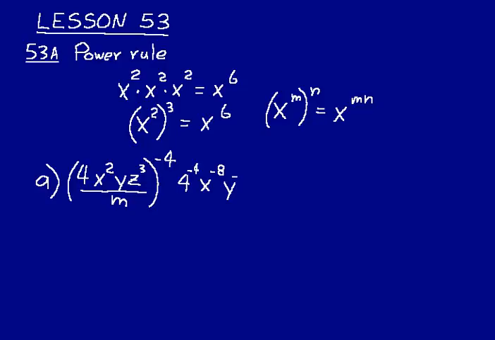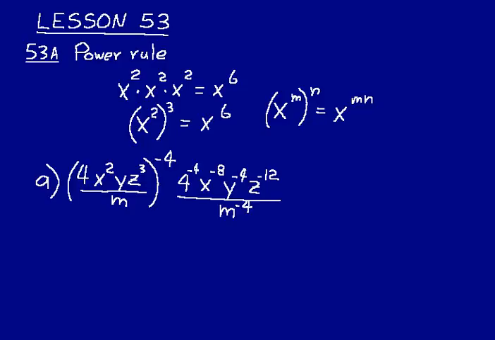Y to the negative 4, because y is really y to the 1. And then z to the negative 12 over m. Even though m's in the denominator, we still do m to the 1 to the negative 4, or times negative 4. So that would be m to the negative 4.